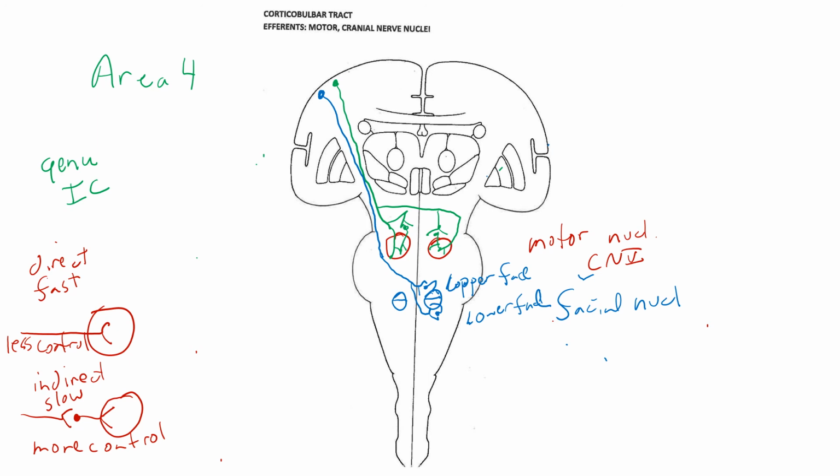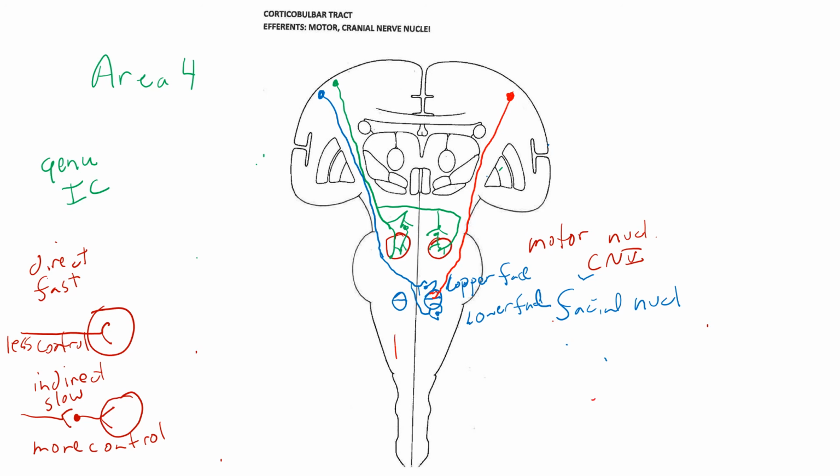But we're also going to have fibers coming down from the same side. And these fibers are going to give a direct innervation to just the upper face. By doing this, what we have accomplished is that we have both direct and indirect innervation to the upper face. And the reason that that's important is because of the eye.